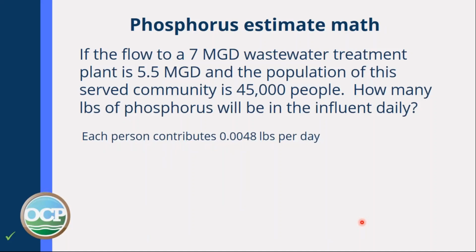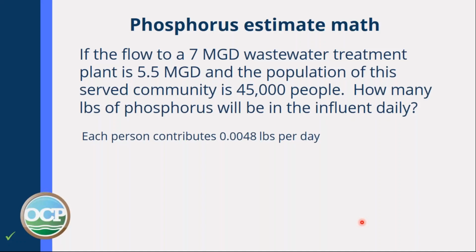So here's a little bit of basic math. There won't be necessarily a formula for this anywhere on your formula sheet, but we'll walk you through how to solve these problems. So your daily flow into a 7 million gallon per day water plant is 5.5 million gallons per day. There are 45,000 people in this community. How many pounds of phosphorus will be in that influent daily?